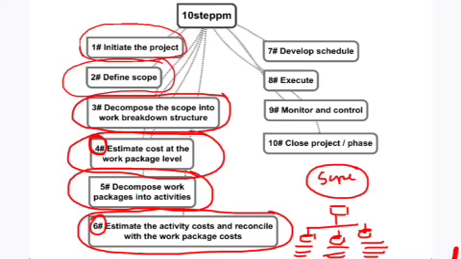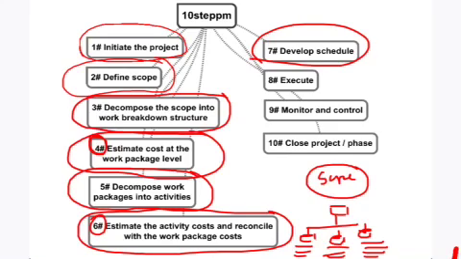So after step 6, the next step is developing the schedule. That means the activities are sequenced based on their dependencies, and we apply leads and lags, we apply a little bit of parallelism, and we add resources to optimize the duration of the activities, and then we arrive at the schedule. That means the planning is done.